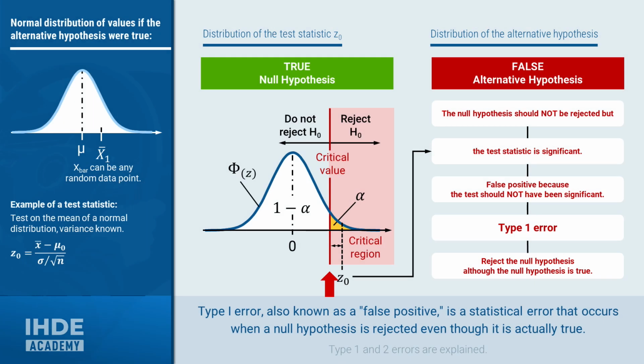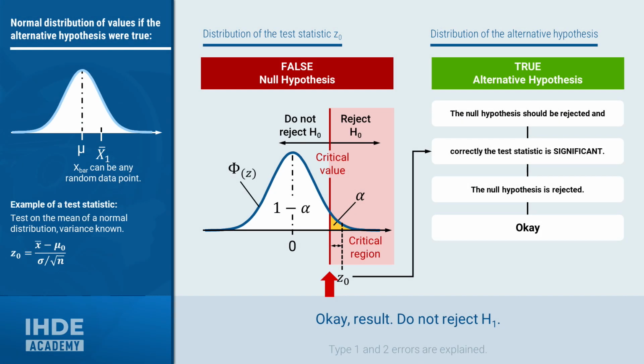The same case again. The null hypothesis is true, and the alternative hypothesis is false. Only this time, the test statistic Z0 is in the critical region. The result is falsely significant. Although the null hypothesis is true and should not be rejected, it would be incorrectly rejected. This error is a type 1 error.